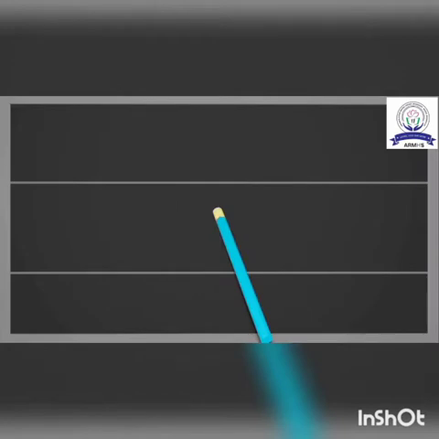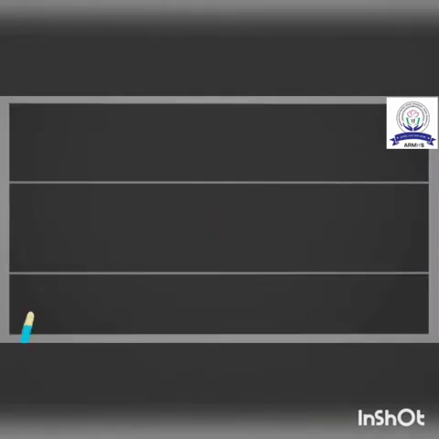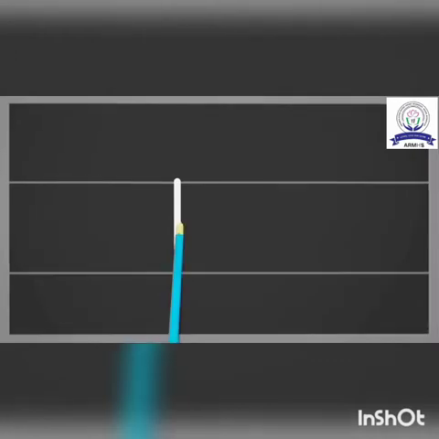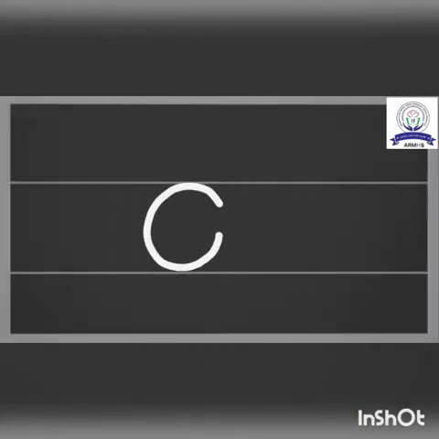Start from the top and draw a standing line downwards. Next, go to the center of the line and draw a right curve touching the bottom of the line. Small b. Next letter small c.